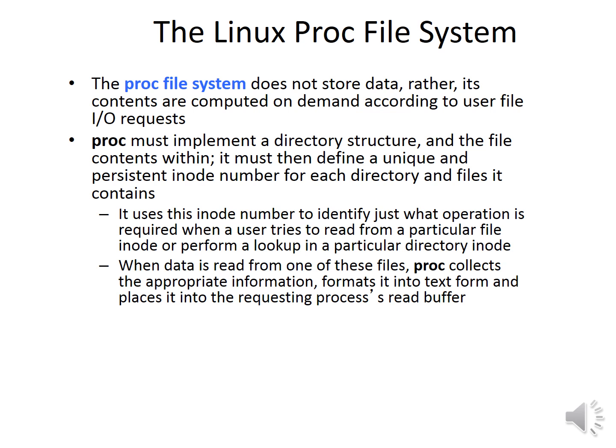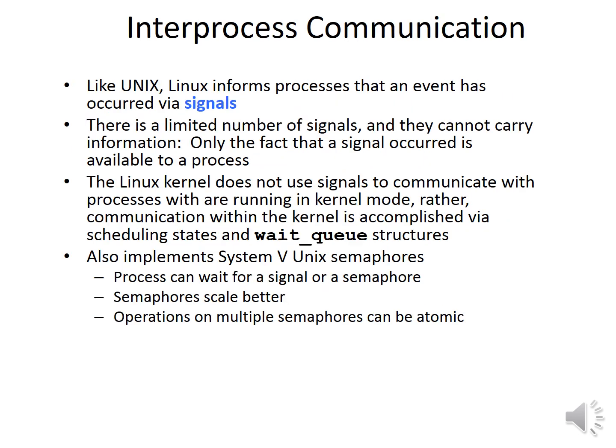The Linux proc file system does not store data; rather, its contents are computed on demand according to user file IO requests. So the proc file system must implement a directory structure, file contents, and a unique persistent inode structure for each directory. It collects appropriate information, formats it into text form, and places it in the requesting process.